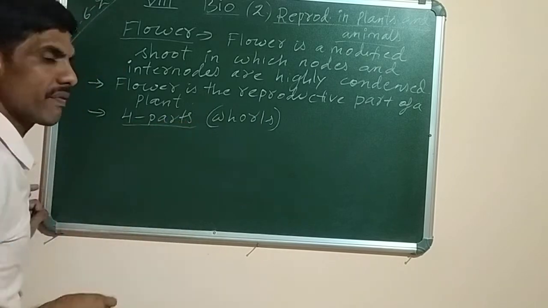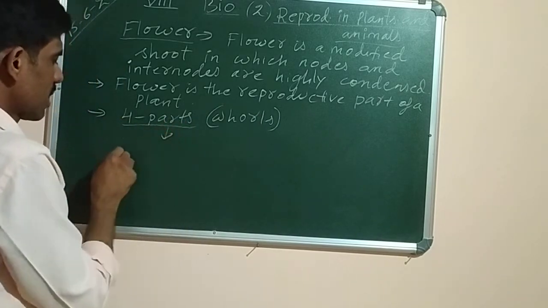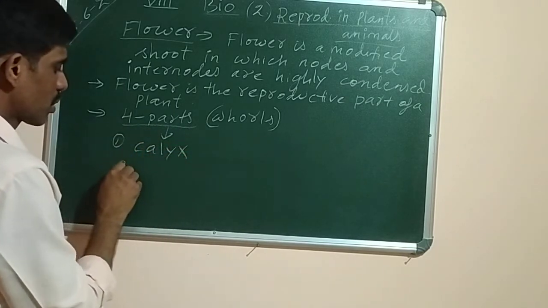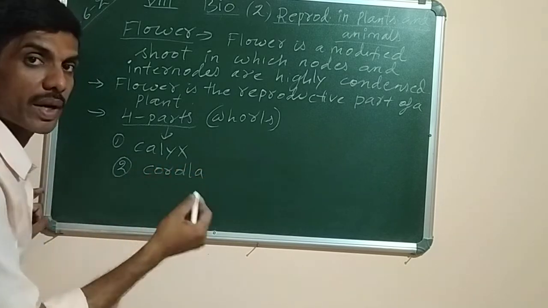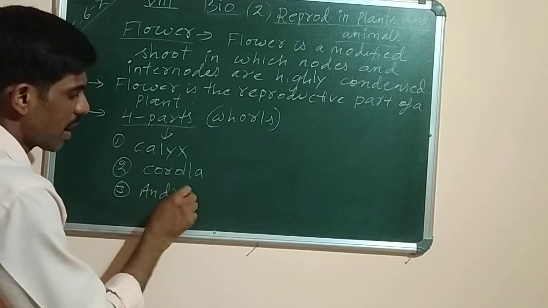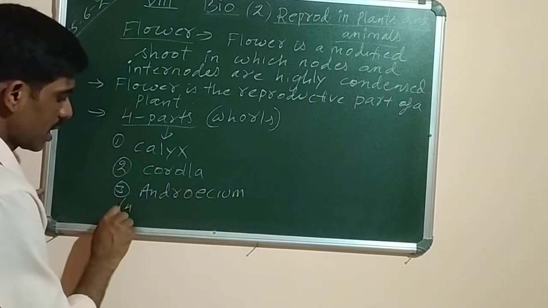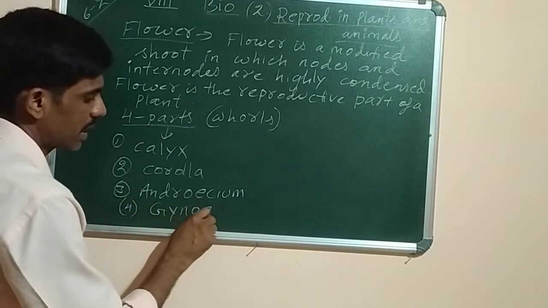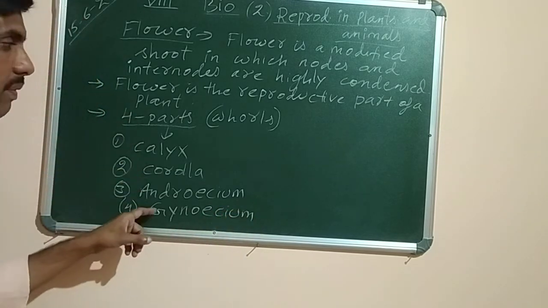So what are the different parts of the flower? 4 parts are there. The names are: number 1, calyx. Number 2, corolla. One by one we will study about them along with the diagram. Number 3, androecium, which is the male part of the flower. And the 4th part, the female part of the flower, which is present in the center, is called gynoecium.